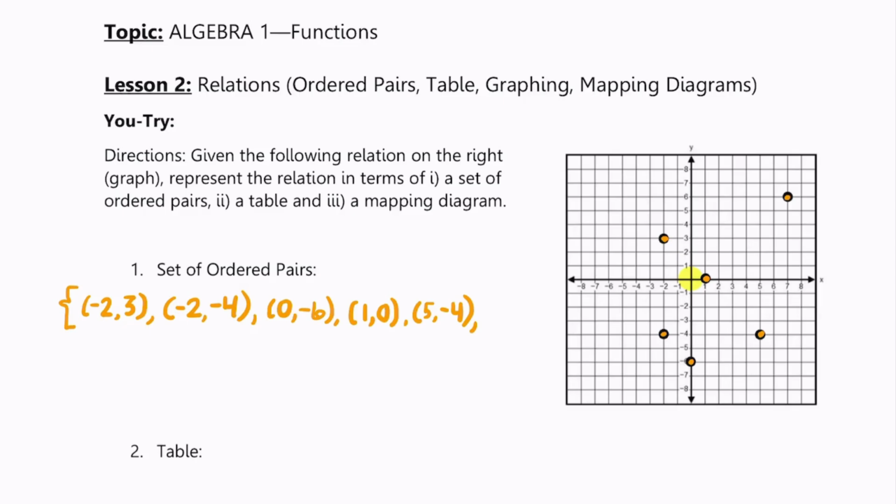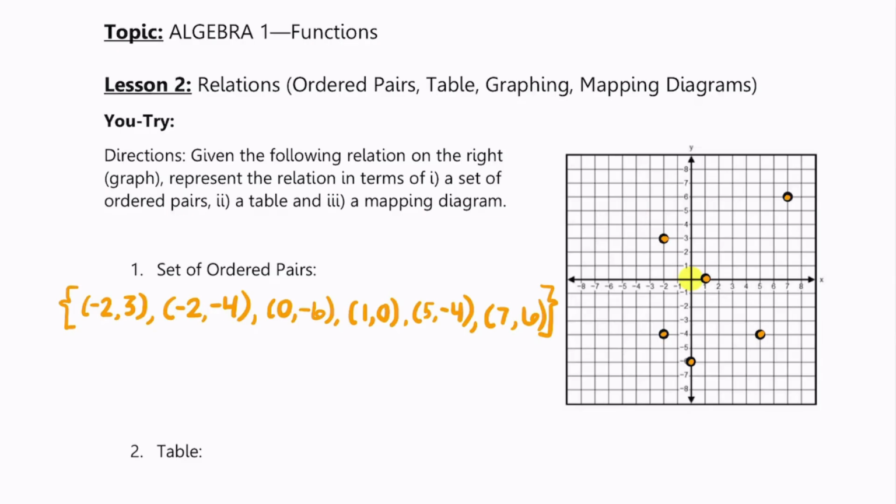And the last point, we are traveling all the way over to 7. And we're traveling up to 6. So it's going to be the ordered pair 7, 6. And then I'm going to close off that set. So that is our relation in terms of a set of ordered pairs. And I think it's easiest to write your ordered pairs first, because now making the table and the mapping diagram is going to be a piece of cake.